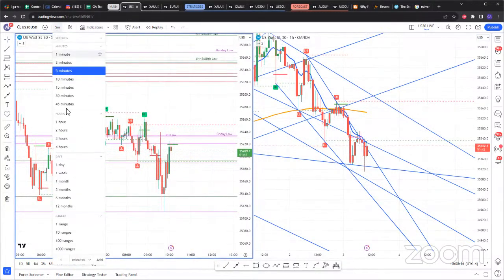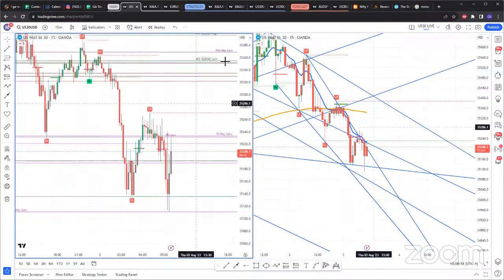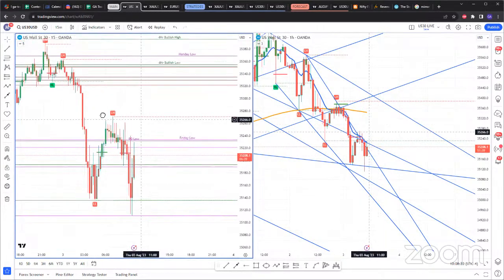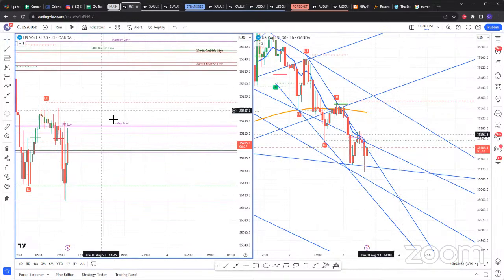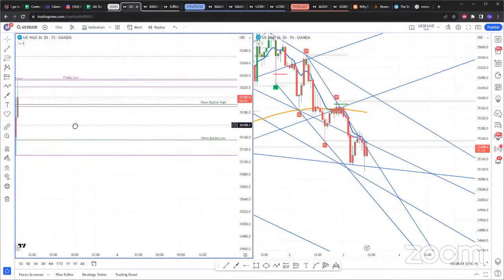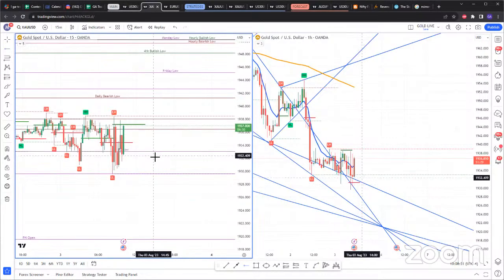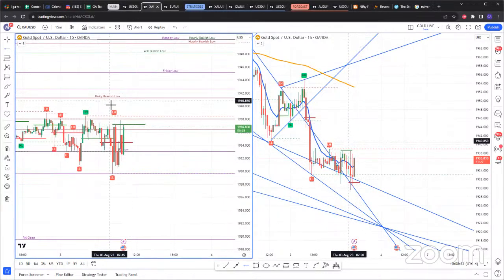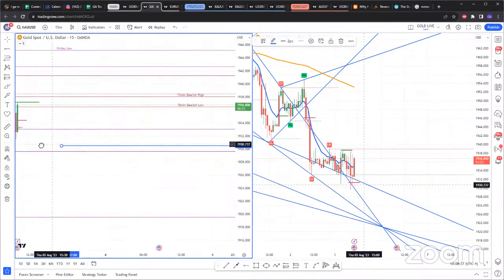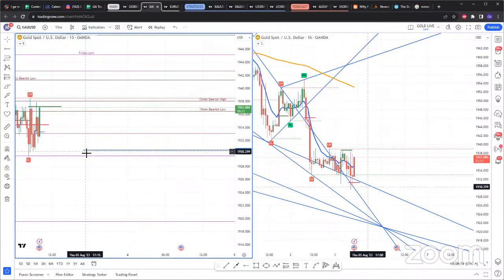Okay, but anyway, stepping away from the parabolic strategy, let's see what zones we are in right now. US 30, we are in a 15-minute bullish high and low zone, so nothing major for the order blocks area. For gold, you can see we have a daily bearish low at 1941 area. So that's the only other thing to watch out for.